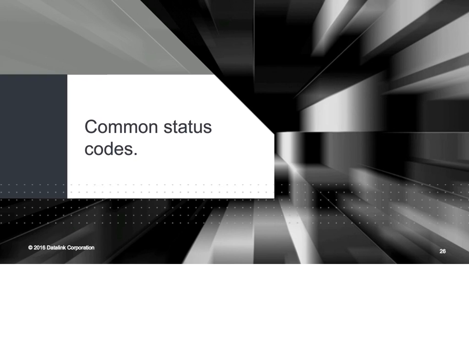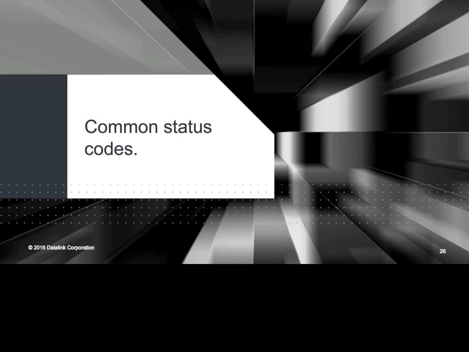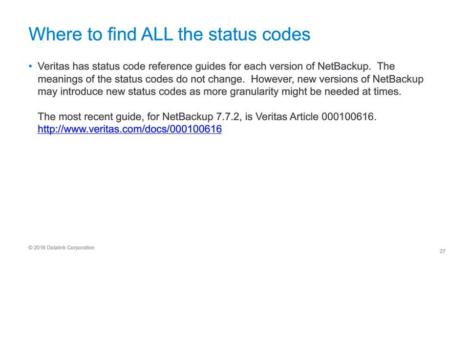Now, these are common status codes that we see for network-related errors. I make this reference here that Veritas does publish a document for each version of NetBackup with all the status codes in it. And they have troubleshooting steps that you can do to help resolve those issues. We're not going to cover all of those here. We don't have the time. But again, we're just going to highlight some of the errors and some of the more common resolutions.